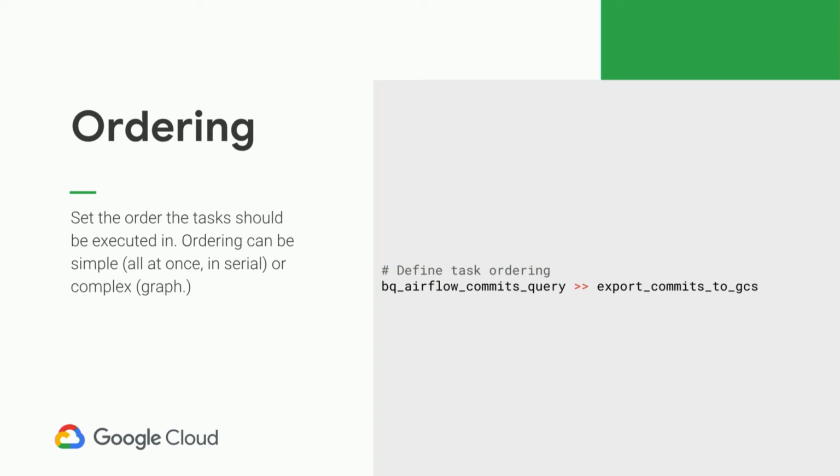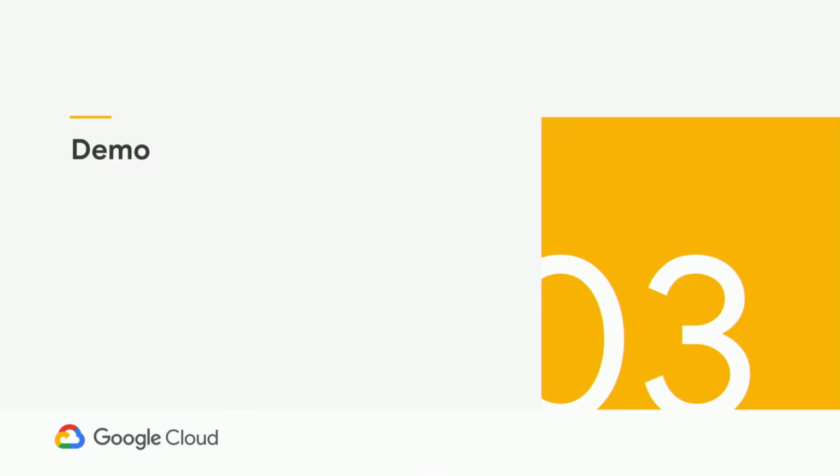And finally, you specify the dependency or orderings among your tasks. In this case, what this line says is that I want to run my BigQuery first before I expose the result to GCS, which makes a lot of sense in this case. Once you have everything together, then you're good to go. So now we're going to give a live demo on using Composer so that we tie together all the concepts we have discussed.